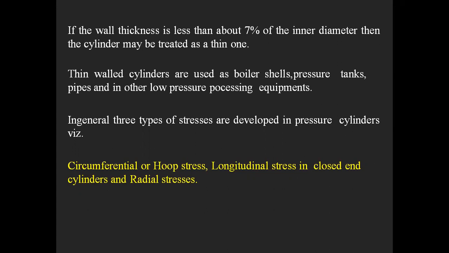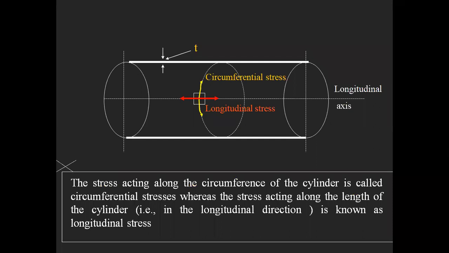In general, three types of stresses develop, as we already discussed, isn't it? Now you can see in a 3D view how the longitudinal stress and circumferential stress act, and these two are perpendicular to each other, at 90 degrees. The stress acting along the circumference of the cylinder is called the circumferential stress, whereas the stress acting along the length of the cylinder is called the longitudinal stress.